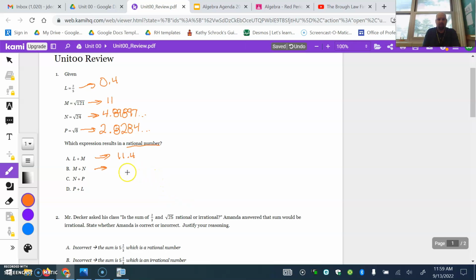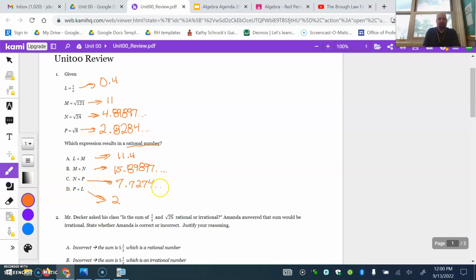When I take the next one, I get 11 plus the square root of 24, which is 15.8987 and it keeps on going. If I add the square root of 24 and the square root of 8, I get 7.7274. And then if I add the last one, I get this.